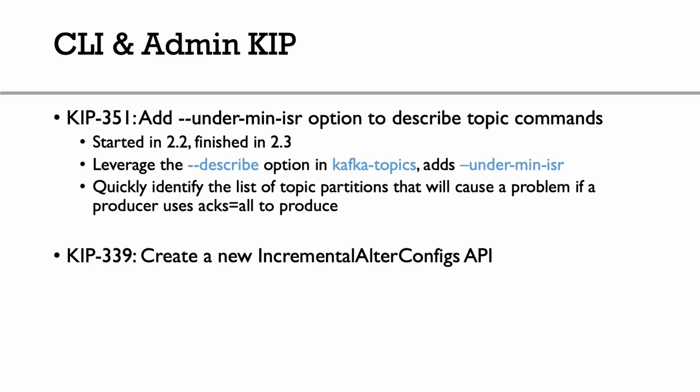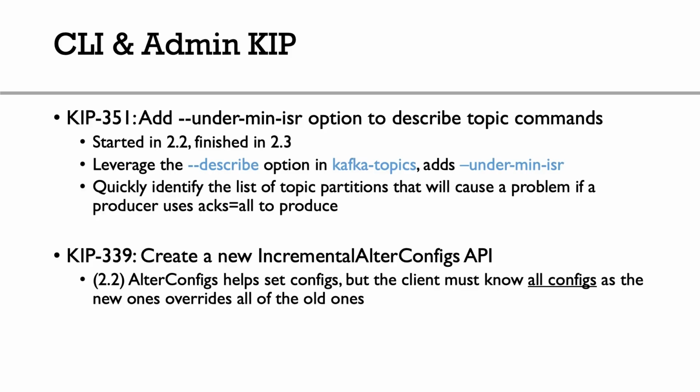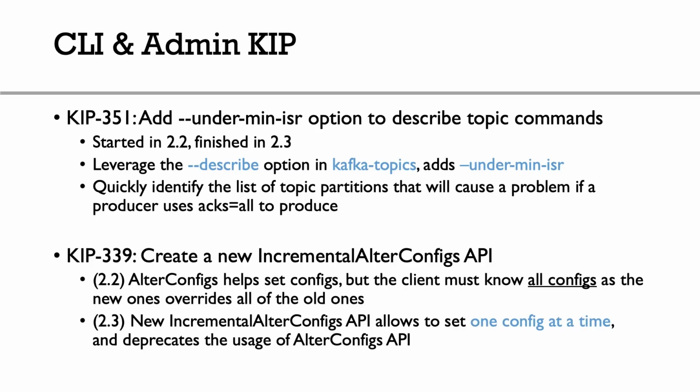Now we have a new incremental alter configs API, and I'm really excited about it from the admin perspective. Before, if you wanted to set config using the alter configs API, you must know all the configs in advance to override all the old ones with the new ones. Now you just need to say, okay, I want to set one config at a time, and it won't override all the other ones that you haven't set.